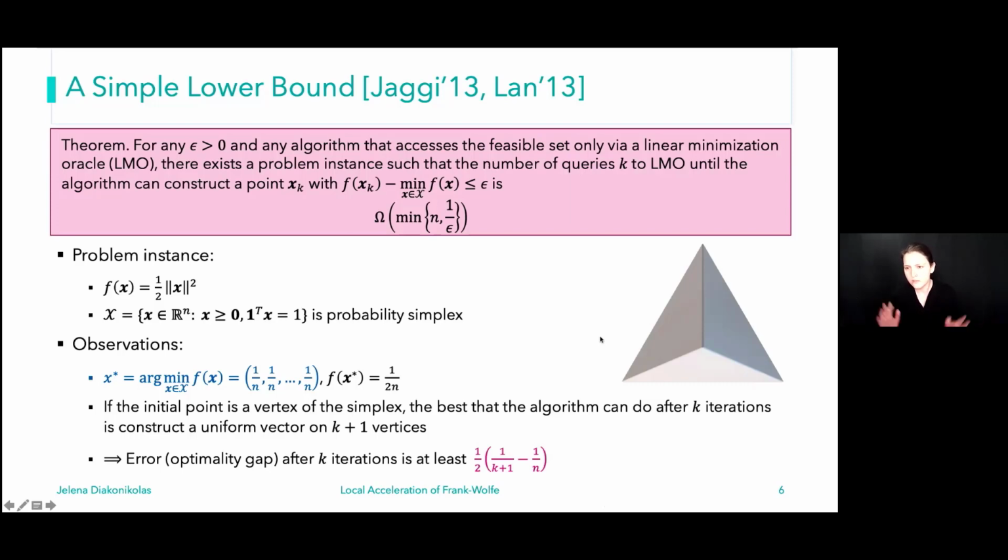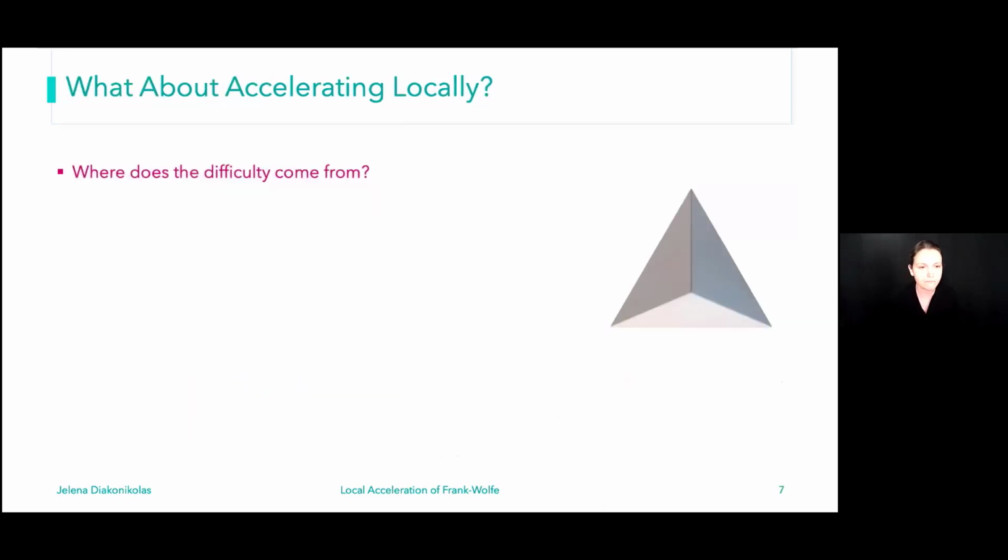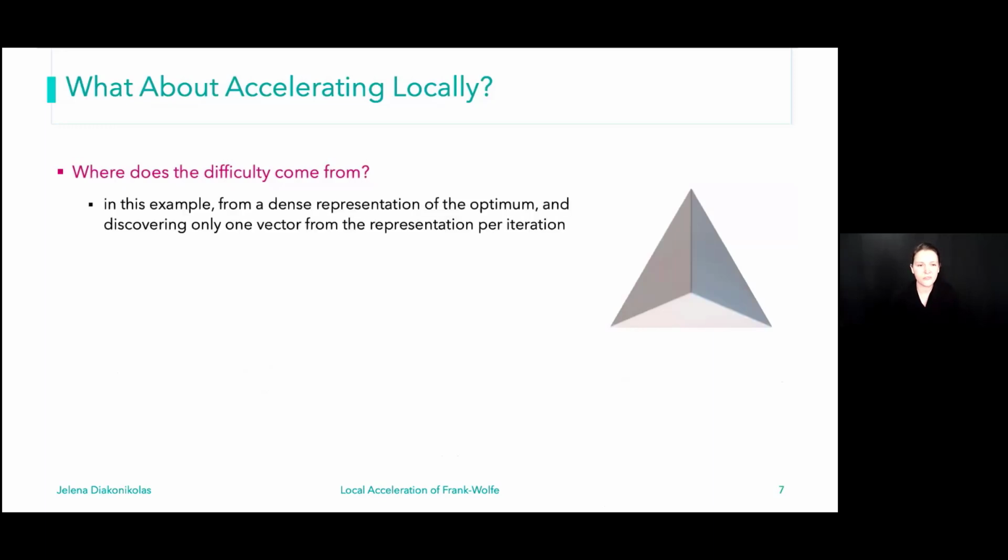Okay, it's kind of not the most robust lower bound, but it tells you what is going on. So where does the difficulty really come from? Well, in this example, it is just that we have a very dense representation of the optimum in terms of the vertices, and we can only discover one vector from this representation.